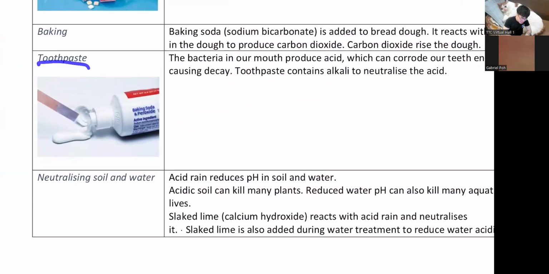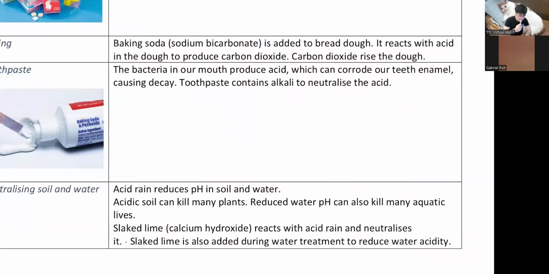Next, toothpaste. We have acid in our mouth produced by bacteria, because bacteria are acidic, so they can corrode our teeth enamel, which is this white thing here. So it will cause decay. So toothpaste contains alkaline to neutralize the acid. So you brush your teeth to kill the bacteria so that your teeth stay healthy.